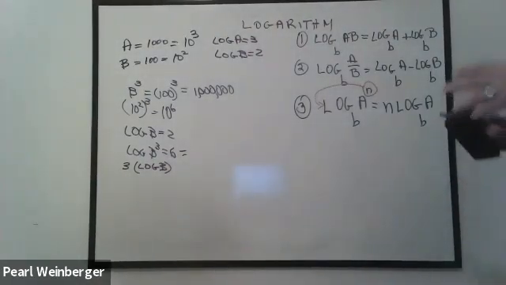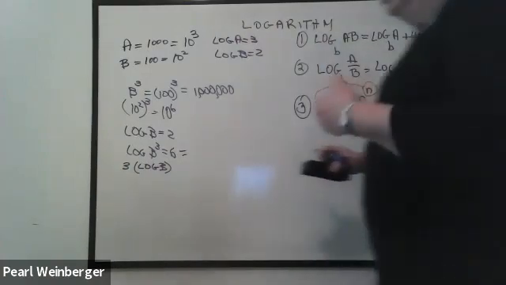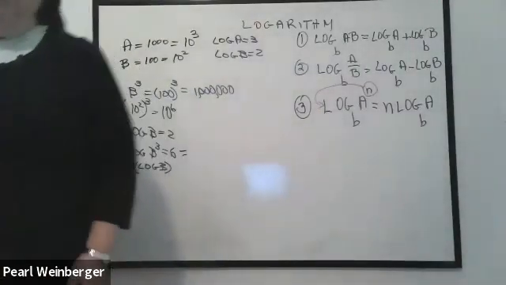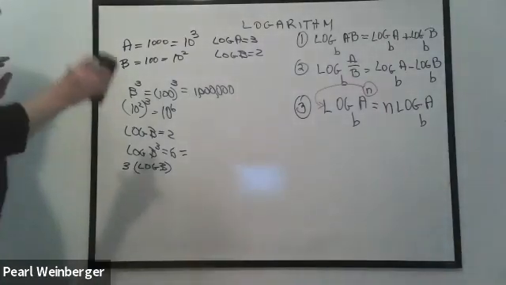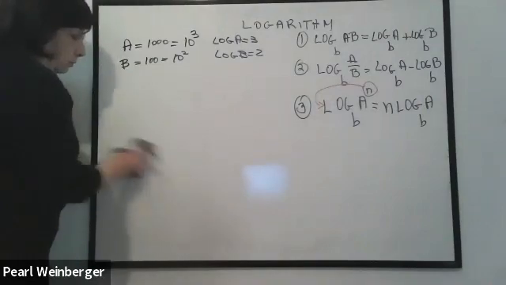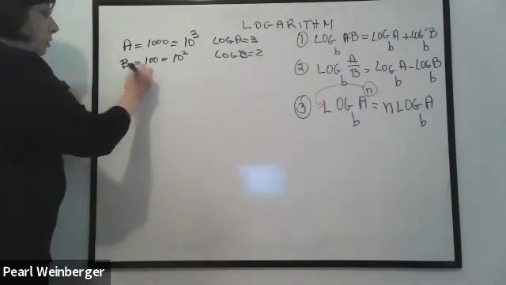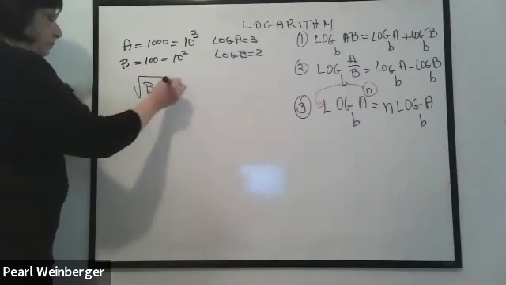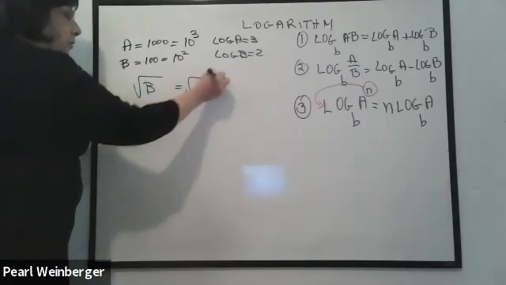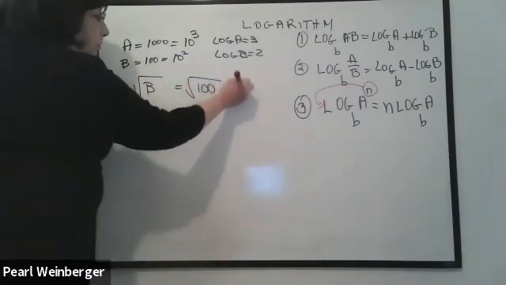And we could even go a step further. This next step is actually just an extension of what we just said. Let's say I wanted to take the square root of b, which is the square root of 100. Now we know what the square root of 100 is. We know it's 10.